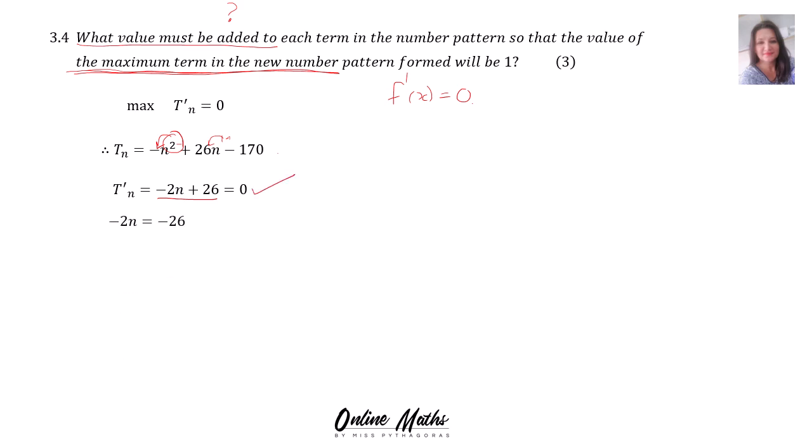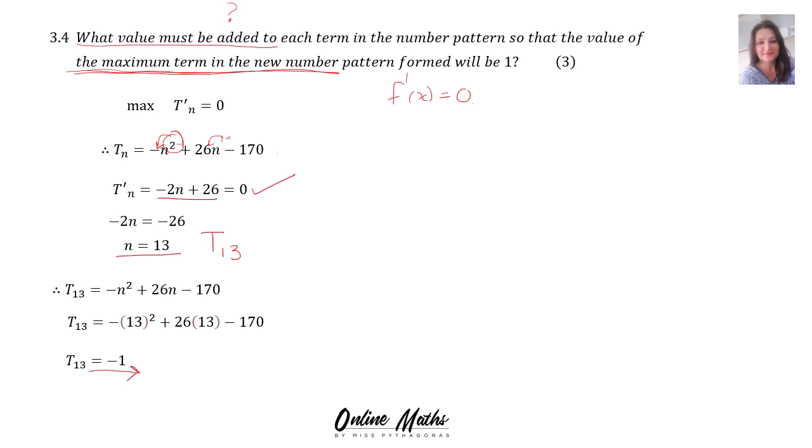And then you work out n, and the n here means that it is the 13th term. So what is the value of the 13th term? If you take the equation and you substitute 13 in n's place, you find that the value of the 13th term is -1. So let's go back to the question. What value must be added to each term in the sequence so that the value of the maximum term in the new number pattern formed will be 1?